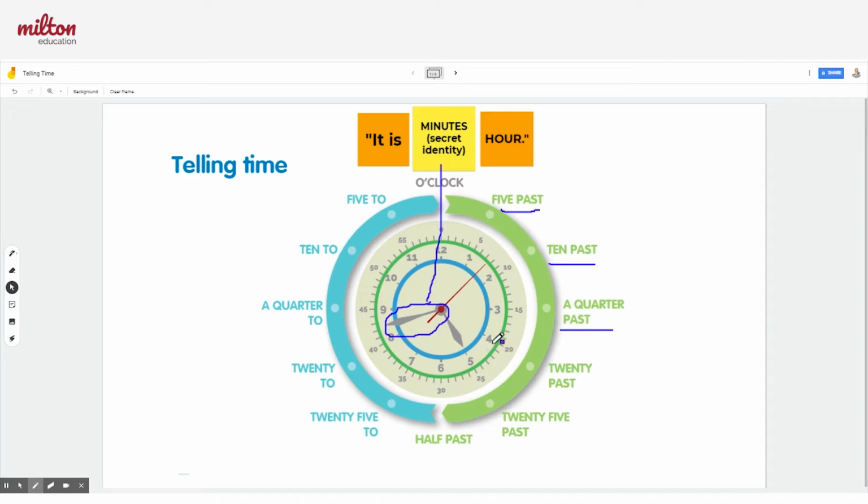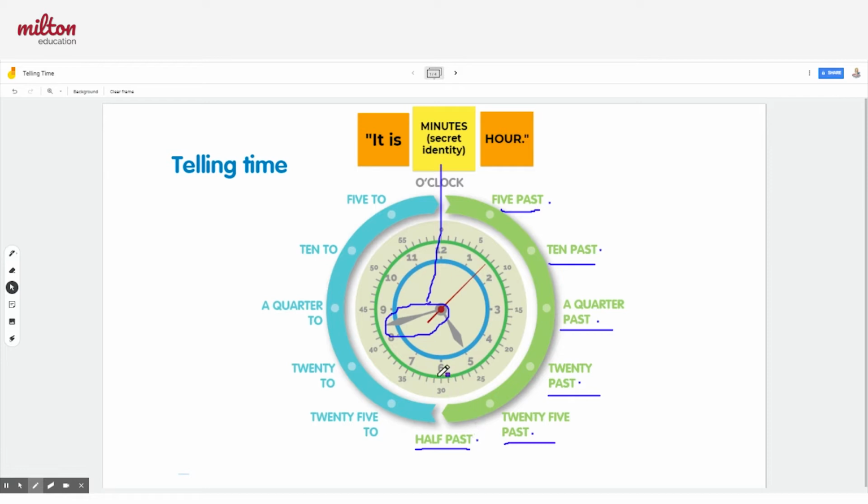If it points to the 4, we say 20 past. If it points to the 5, we say 25 past. And if it points to the 6, we say half past. So these are the secret identities of the big hand, and they all have something in common. They all say past, past, past, past, past.